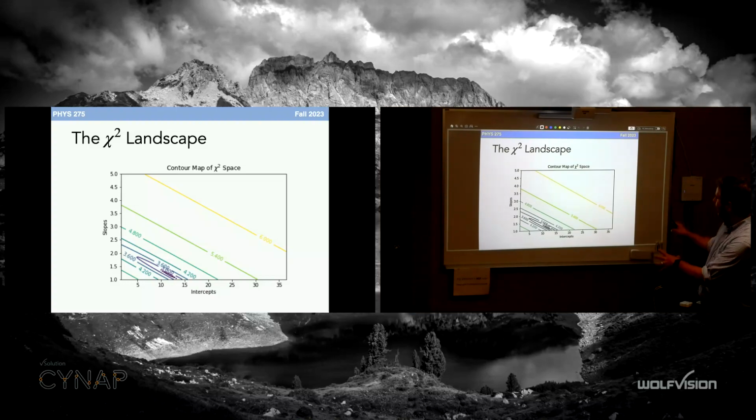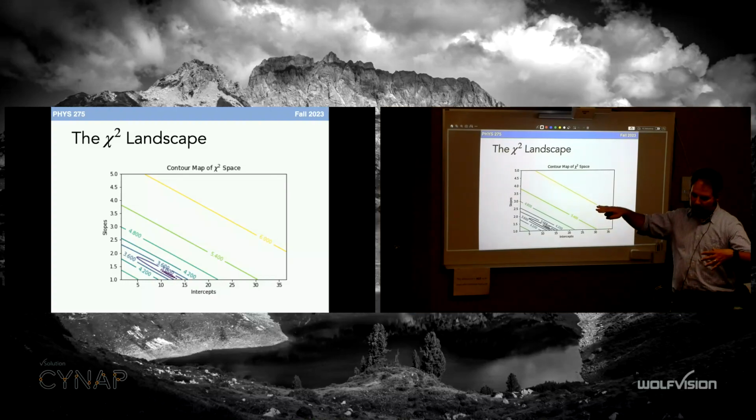Now, what am I plotting here? This is the chi-square landscape. So here is the chi-squared for this combination of intercepts and slopes. 6,000, 5,400, 4,800, 4,200. Oh, it's going down. So if you think of that as a 3-dimensional model, it's literally you're going down to the lower chi-squared.